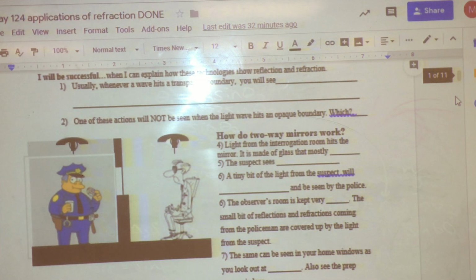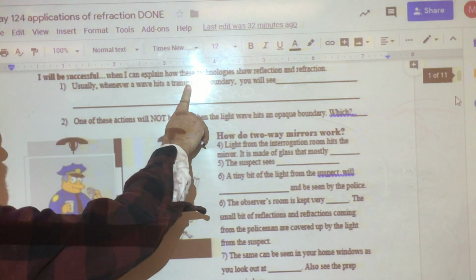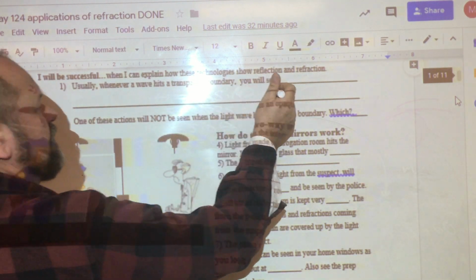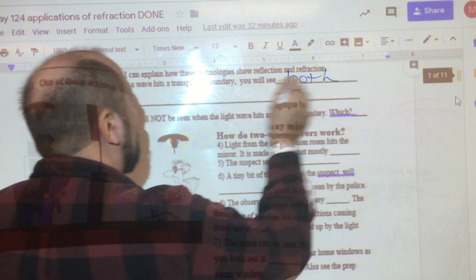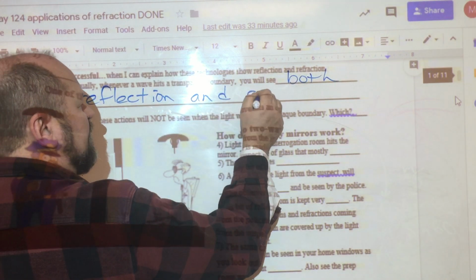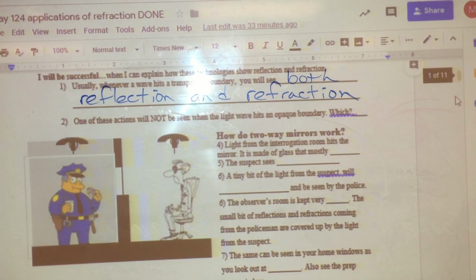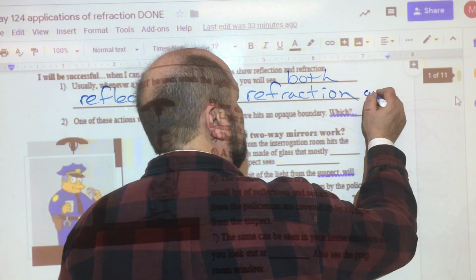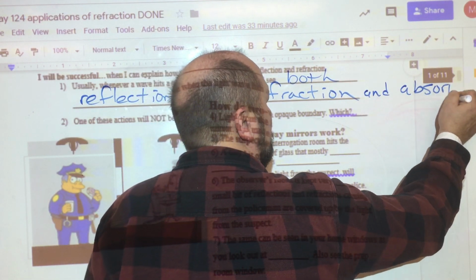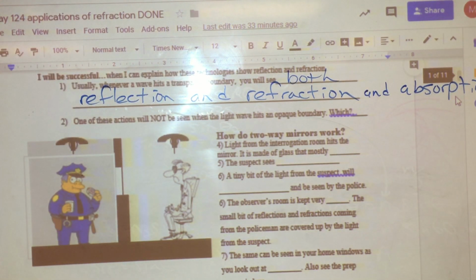How do two-way mirrors work? Oh, I'm sorry, number 1. Usually whenever a wave hits a transparent boundary, you will see both reflection and refraction. Some of the ray bounces off the boundary, some continues into the boundary. And actually, you will even get some absorption, where the atoms absorb some of the energy and the light ray gets more dim.